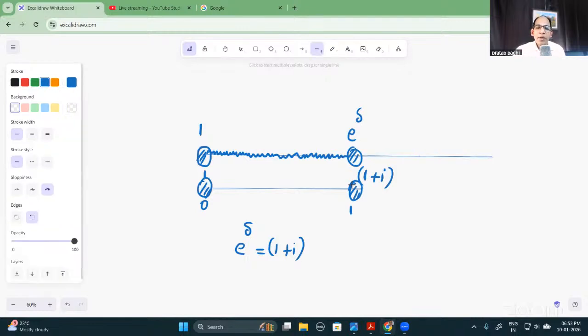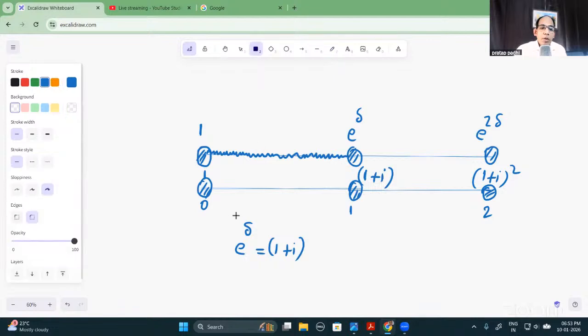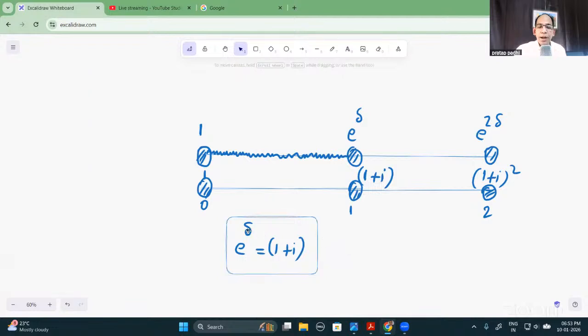If you extend to the next year, it will go this way. After 2 years, you can write E power 2 delta, and this will be (1 plus i) squared. But the main one is this: E power delta is equal to 1 plus i. So if delta is given, the force of interest, I explained force of interest last time. What is the meaning of delta? Delta is the nominal rate of interest per annum, convertible every moment.